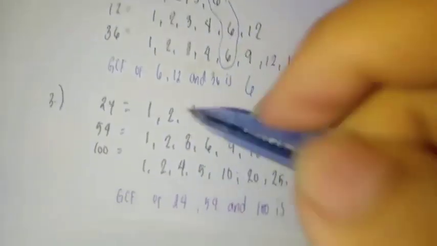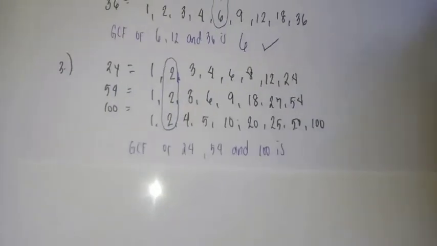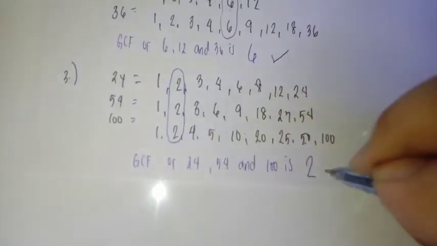Yung 3, dalawa lang din. So the greatest common factor of 24, 54, and 100 is 2.